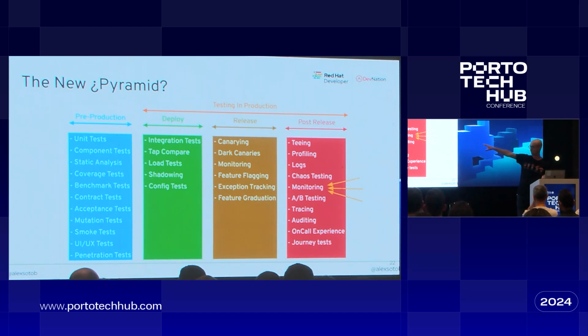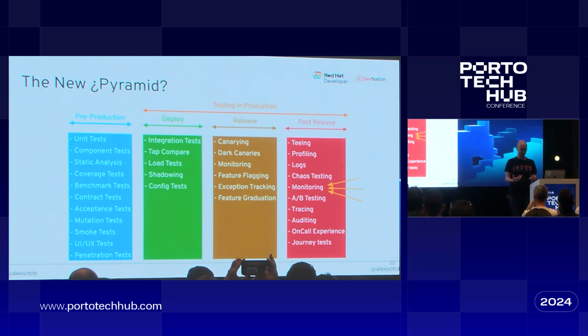Deploy, you see that the shadowing is the mirroring traffic, okay? Then, when you release your application, so when you start sending traffic to this new application, you've got more techniques like canarying, dark canaries, monitoring, feature flagging, exception tracking, feature graduation. So there is a lot of other techniques that we can use in the release phase. And finally, and that's really important, we've got the post-release phase.